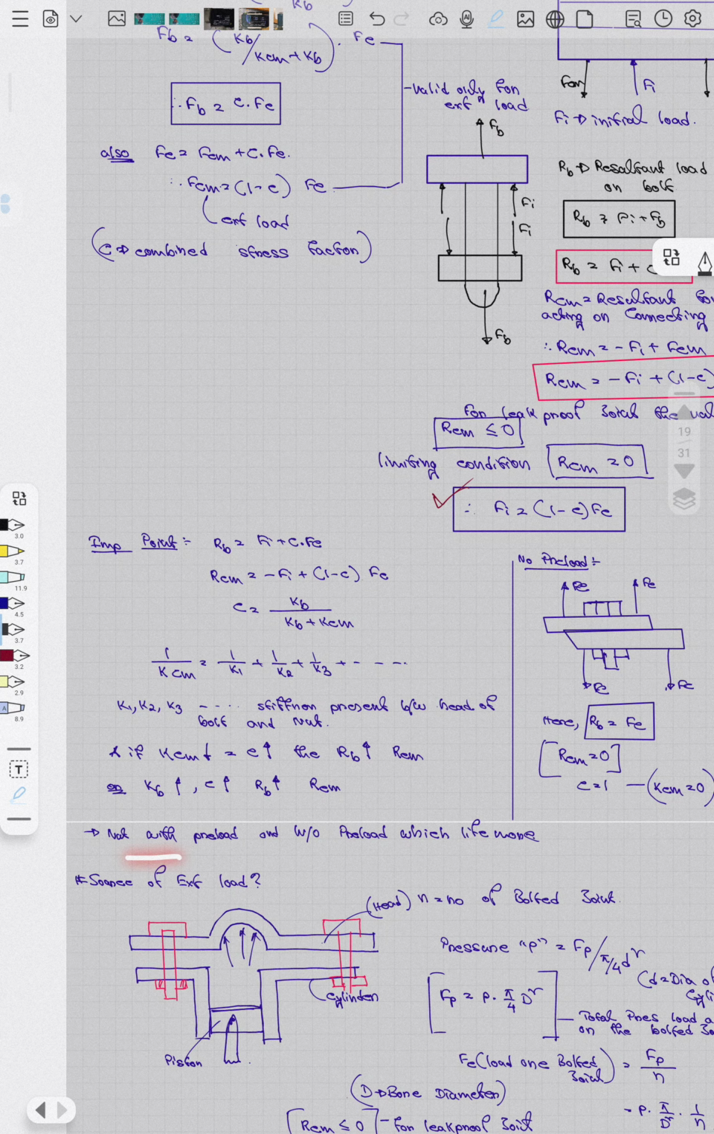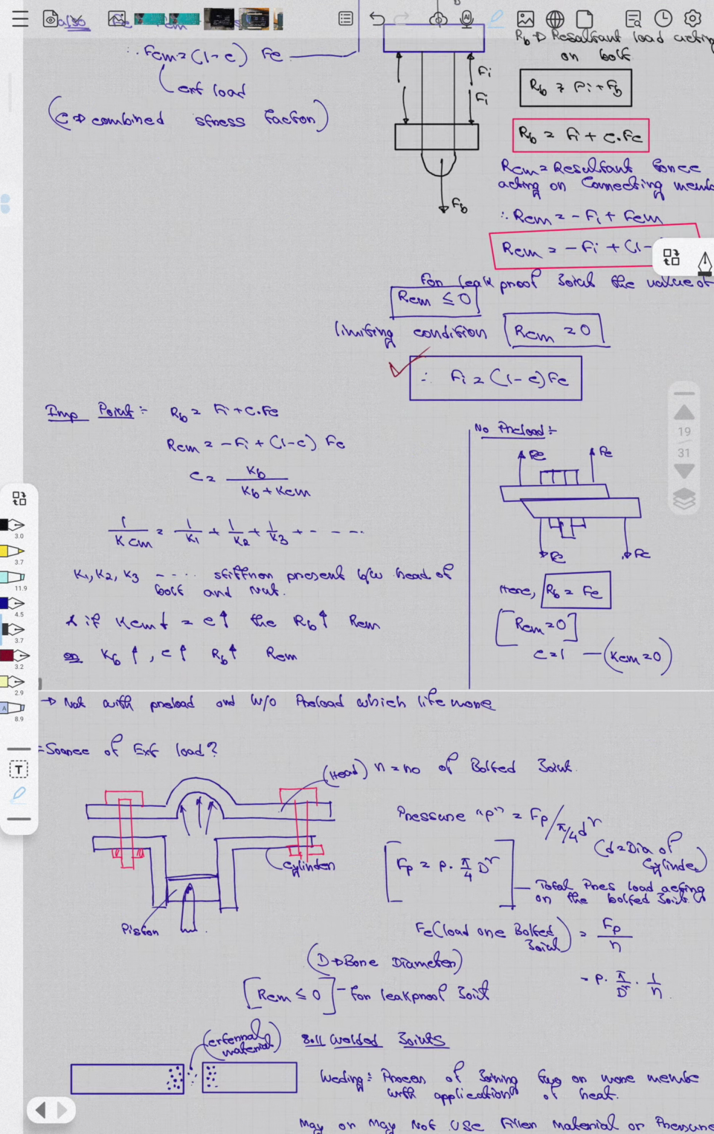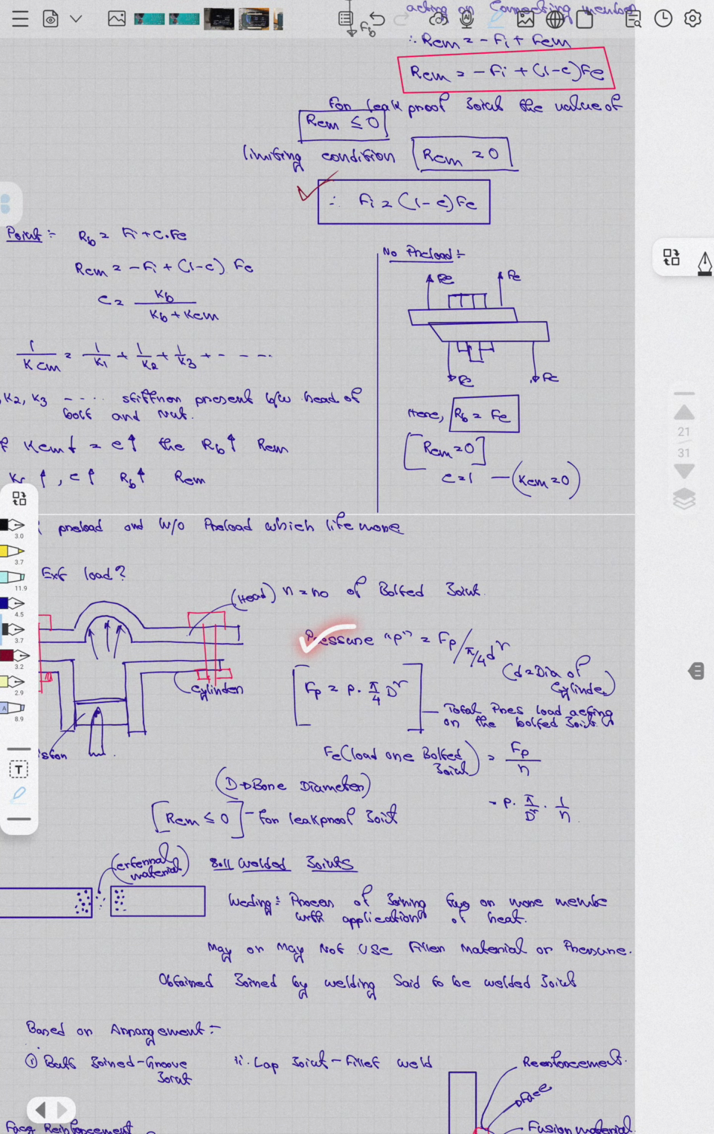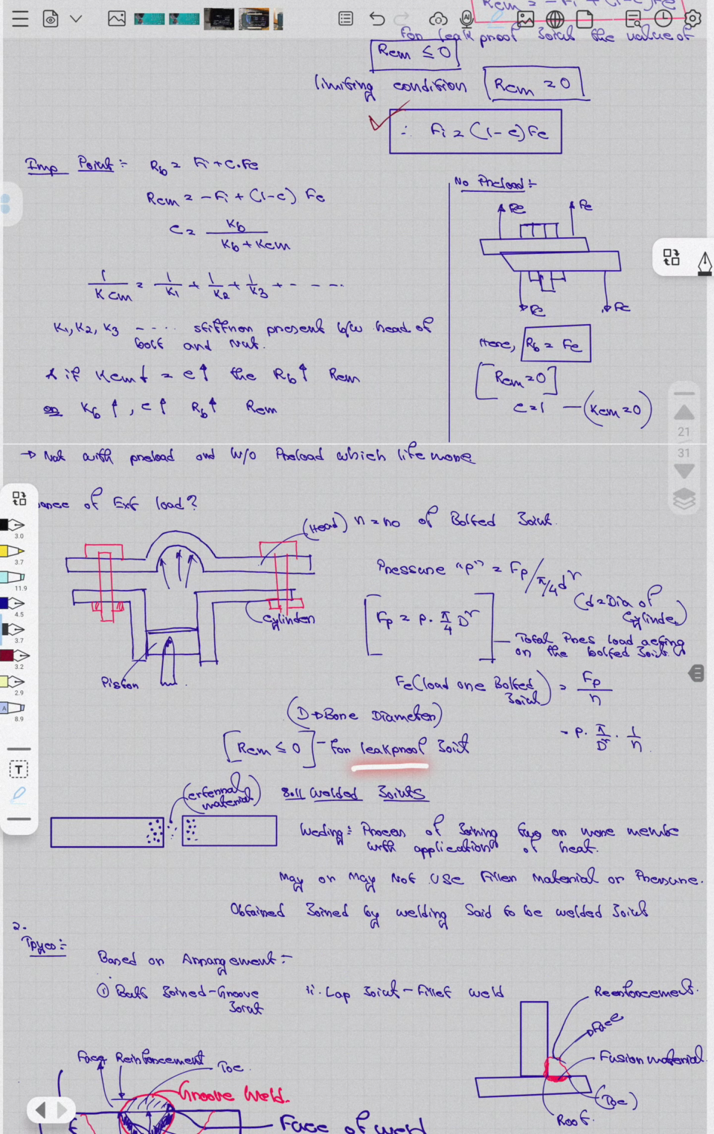Now with preload and without preload, which gives more life? The external load, pressure P equals F by pi by 4 d square. So RCM should be less than 0. That's how the load in the preload has been completed. So this is the part.